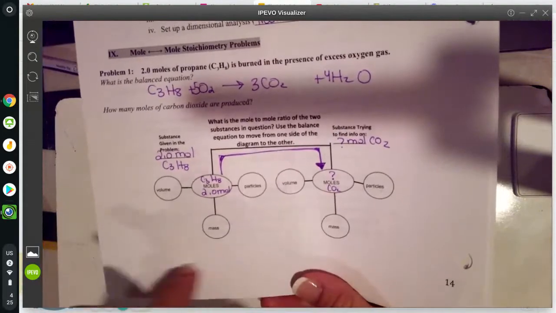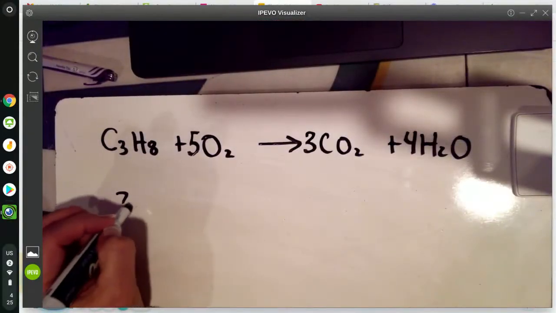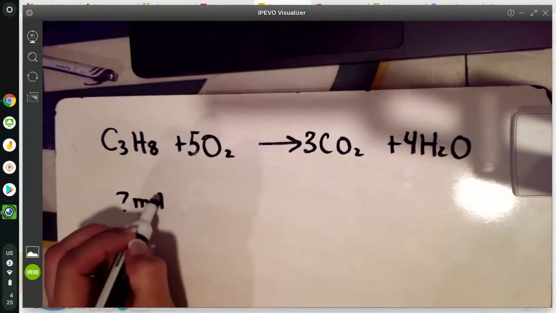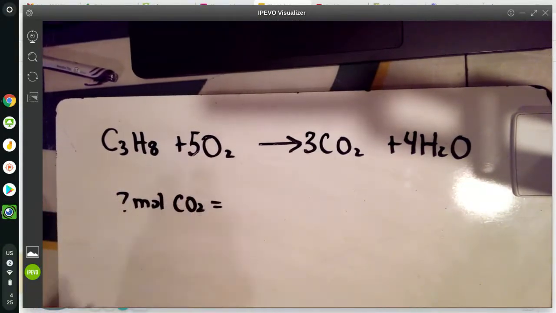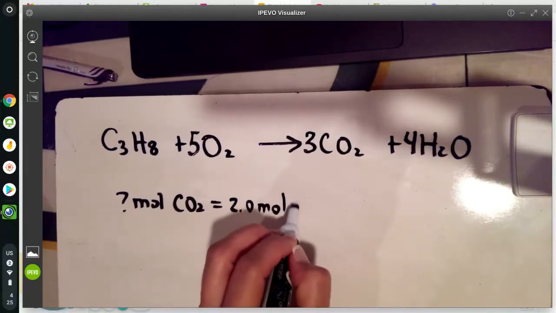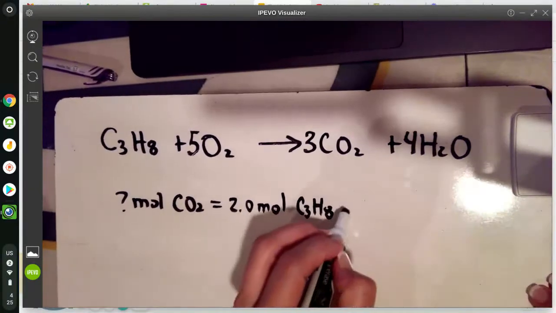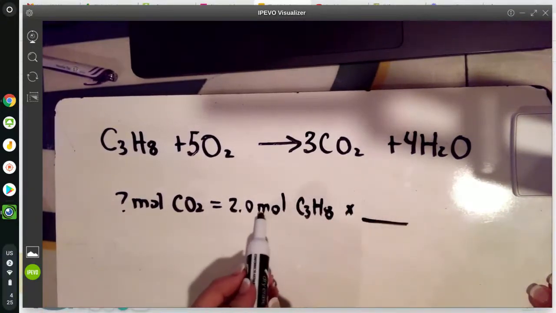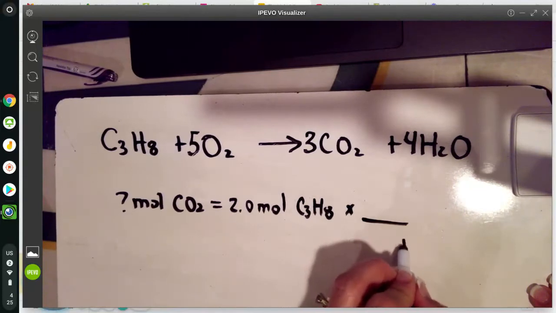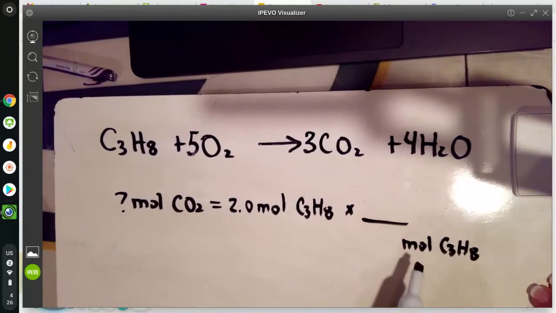You could just do this problem at the bottom of this page. The question was, how many moles of CO2 am I going to get? And the beginning problem said we had a starting amount of 2.0 moles of propane, C3H8. Remember what you've learned before with molar conversions. I have no choice, this has to come down here as far as the unit: mole of C3H8.